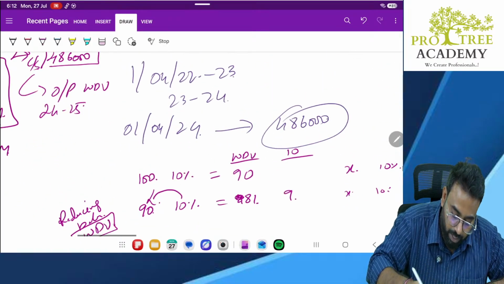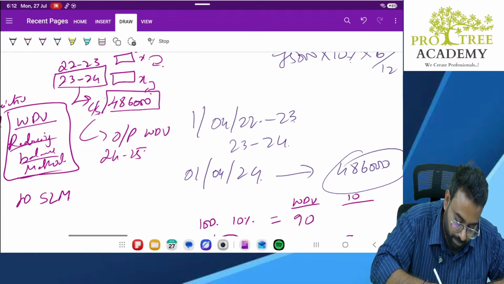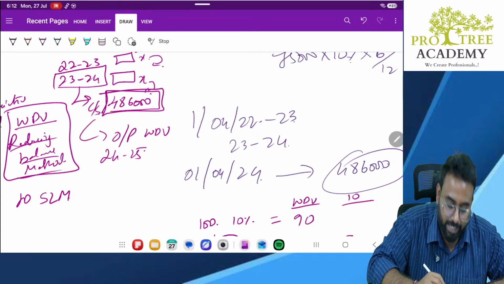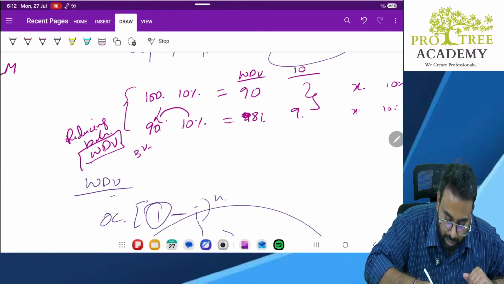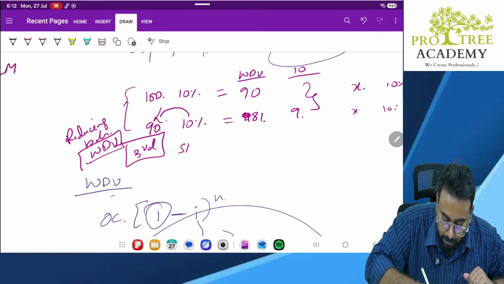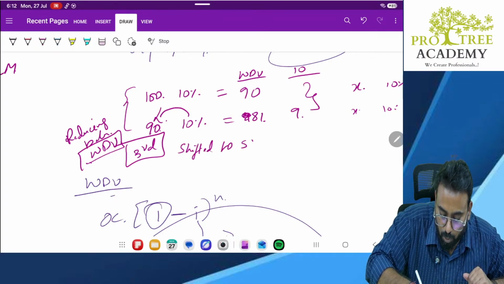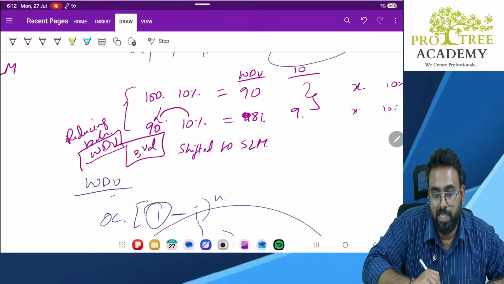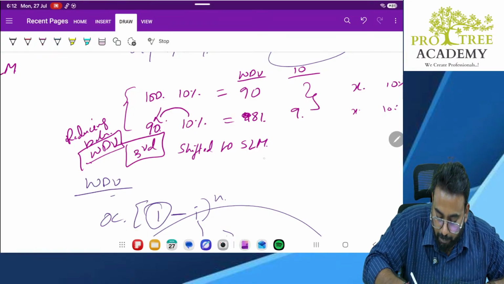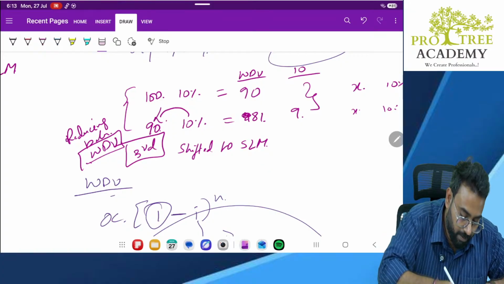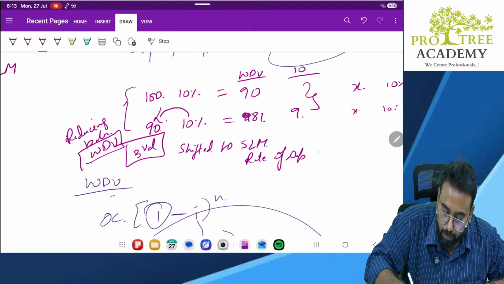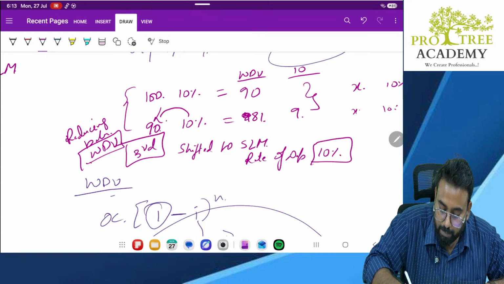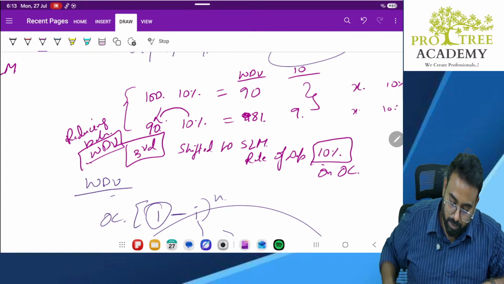So like this, we have arrived at a figure of 4,86,000. Now, let's take this example only, just to make you understand better. Suppose from the third year onwards, we shifted from WDV to SLM, the straight line method. So under the straight line method, what do we need? We apply the rate of depreciation. Suppose the rate of depreciation is 10%. We apply this 10% on the original cost.